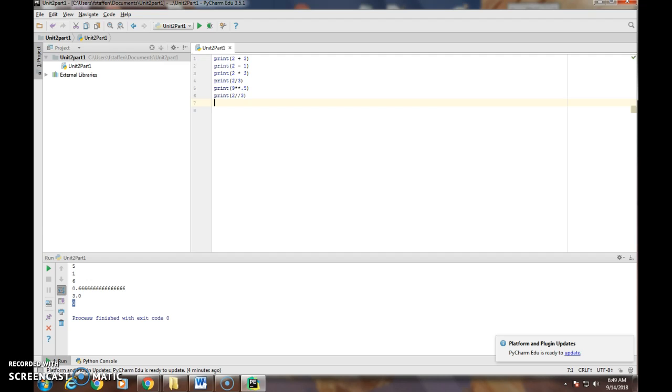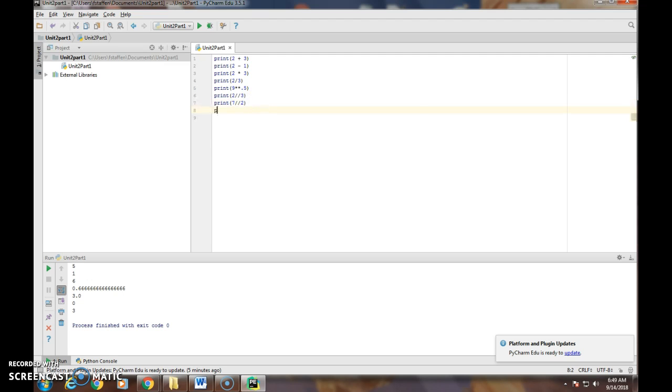Okay, let's try another one. Print 7//2. Okay, so this should divide it, and it should return the integer. Well, 2 goes into 7 how many times? Well, it goes in there 3 times. So let's see, we should get 3 only. And yes, if you look down here, we did. Okay, so that's integer division.